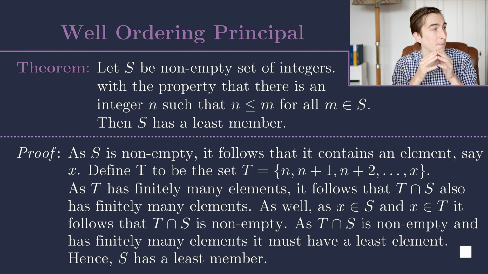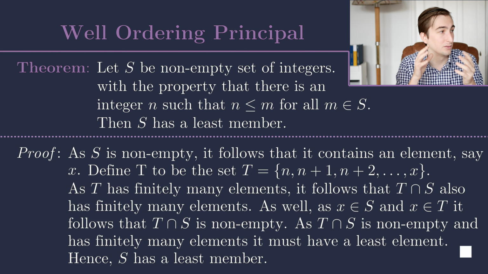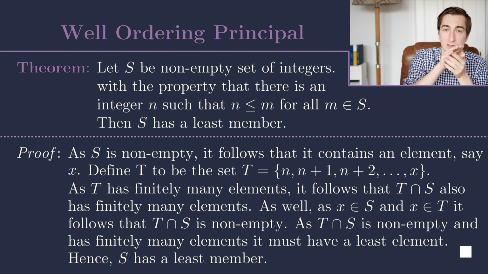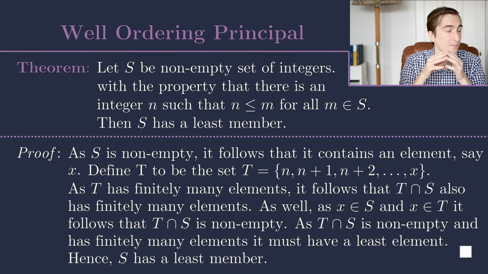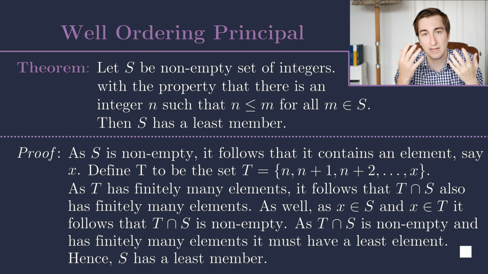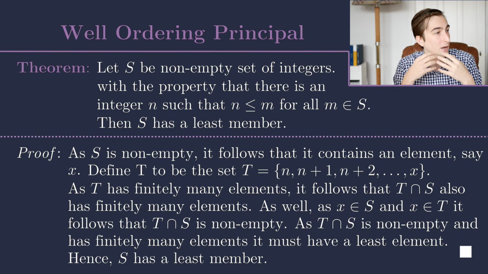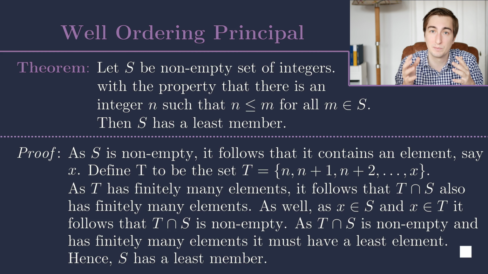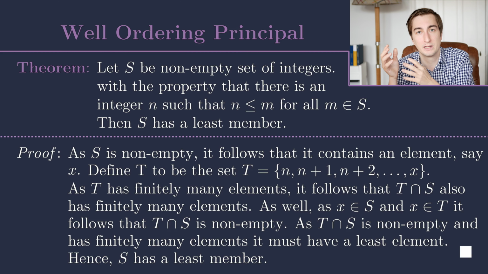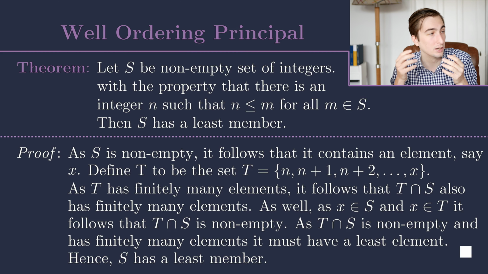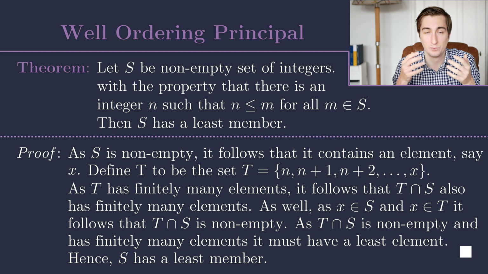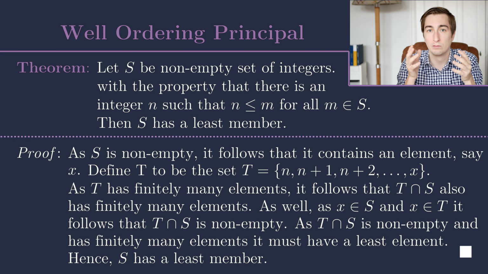So that shows us that for any non-empty set of integers with the property that it has some kind of lower bound on it, it must be that the set has a least member. Now, as I said, this is particularly important for discussing proof by induction, which we'll get onto next week. But even more so, let's go to our idea about mathematical structure. Does the well-ordering principle, does this theorem hold for anything else?